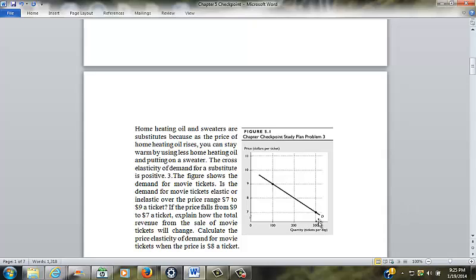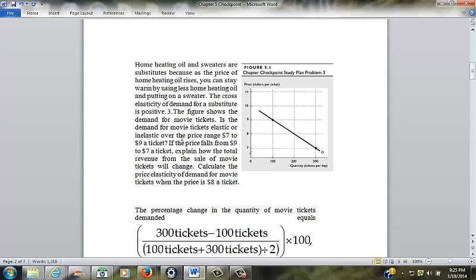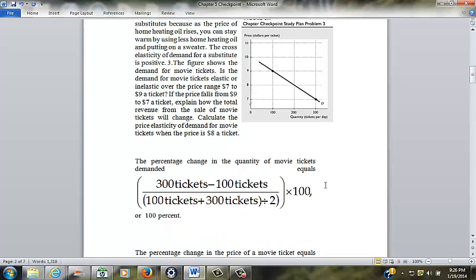The figure shows the demand for movie tickets. The cross elasticity for a substitute is positive. Is the demand for movie tickets elastic or inelastic when the price falls from $9 to $7 a ticket? Explain how the total revenue for the sale of movie tickets will change.